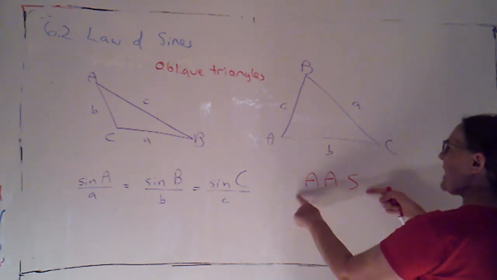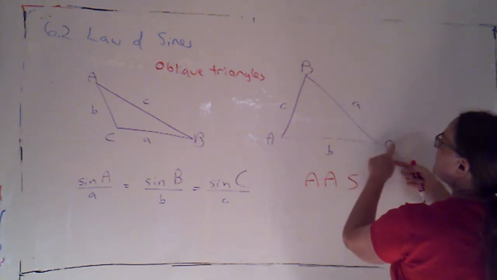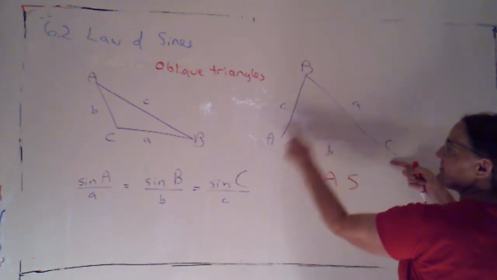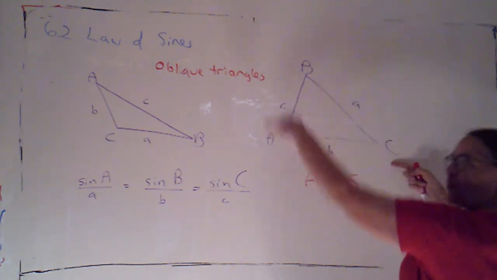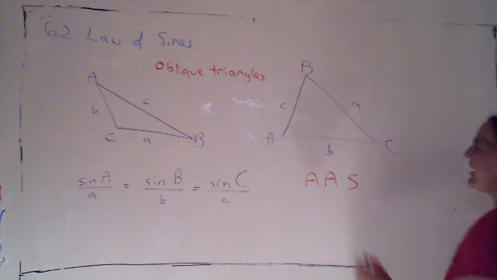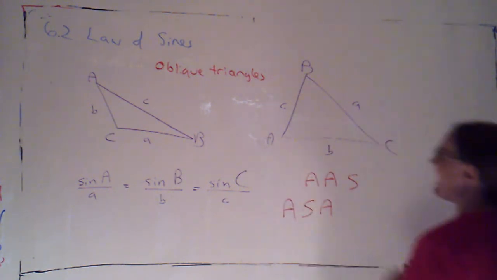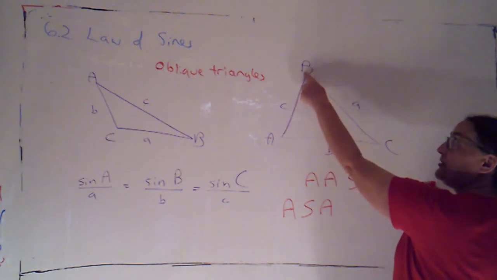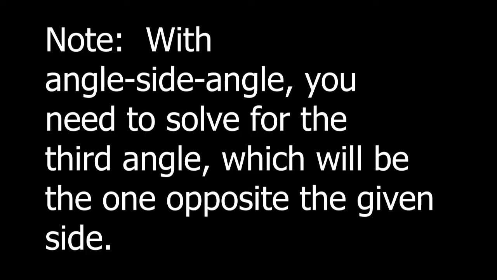The way I'm labeling this, angle, angle, side, would mean I have this angle, and then the following side. So that would be angle A, angle B, side A. So as I sort of just work my way around the triangle. Or side, or angle, side, angle. So I've had angle A, side C, angle B. That would be an example of angle, side, angle.